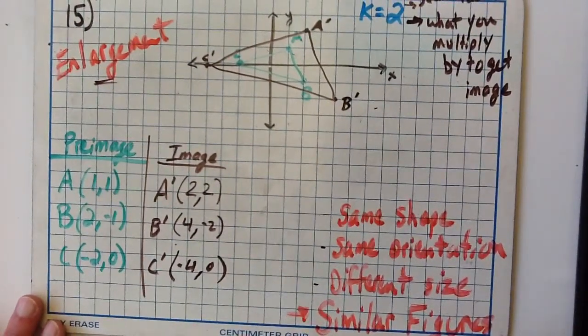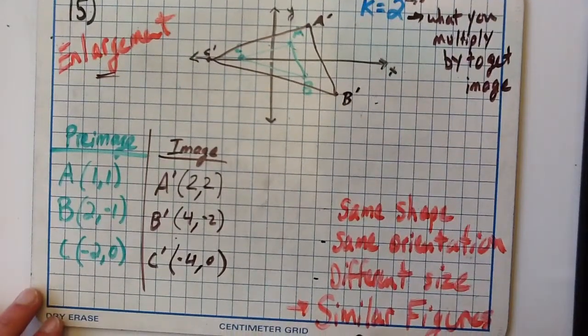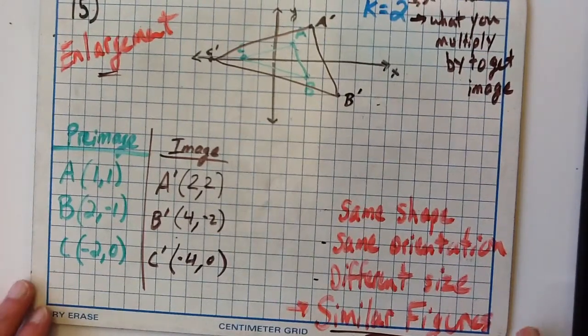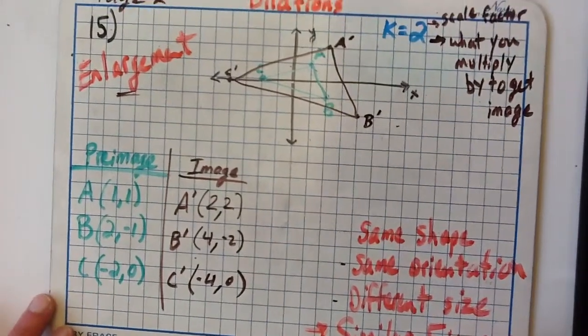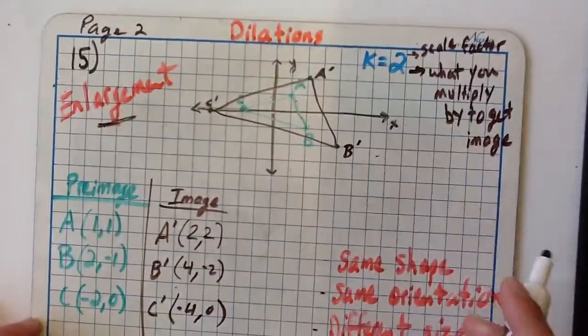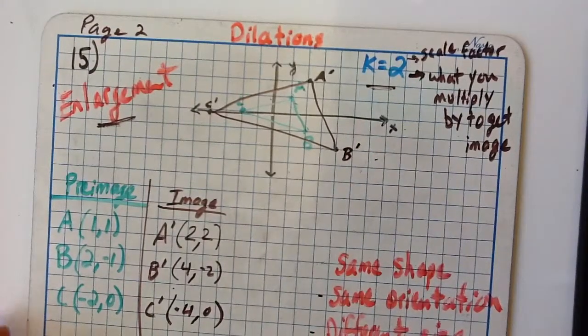So we would say that these triangles are not congruent since the corresponding sides are not the same length. Instead, we would say these figures are similar. They are similar figures. That's what dilations produce. Dilations produce similar figures. Alright, so this is an enlargement. Our scale factor is 2. 2 is larger than 1, and so it produces an enlargement.